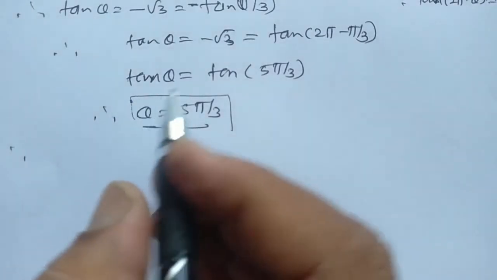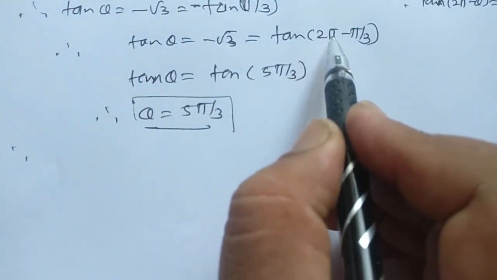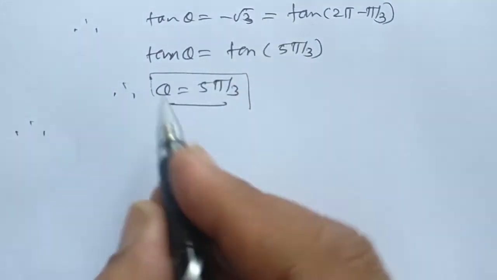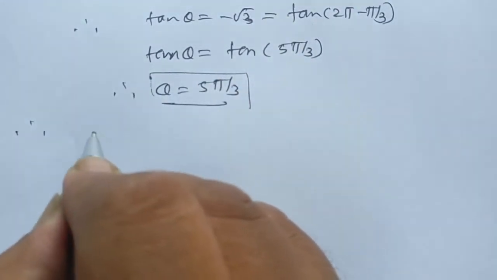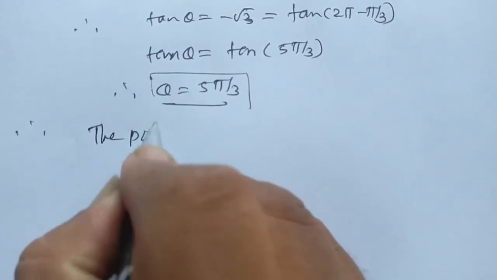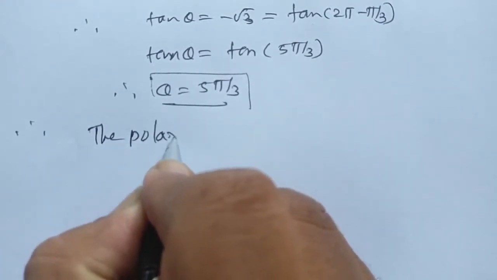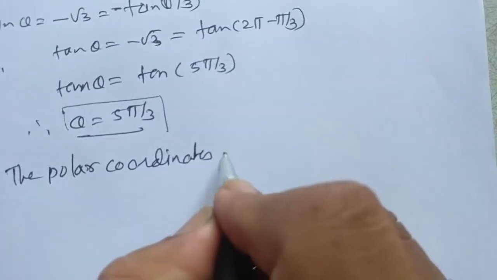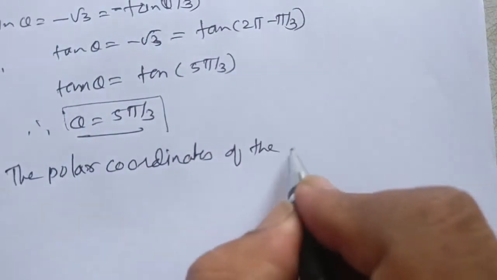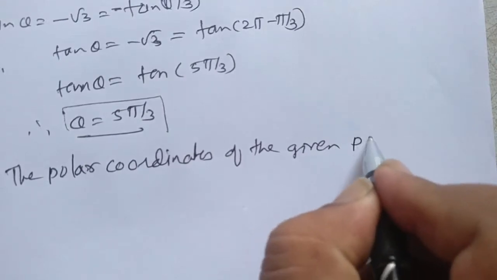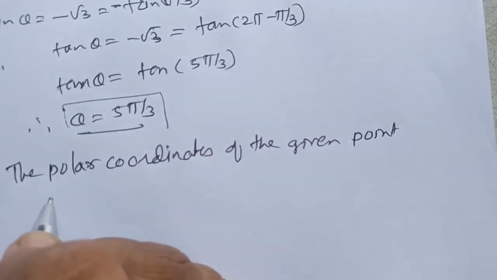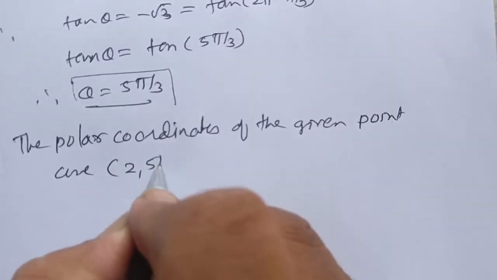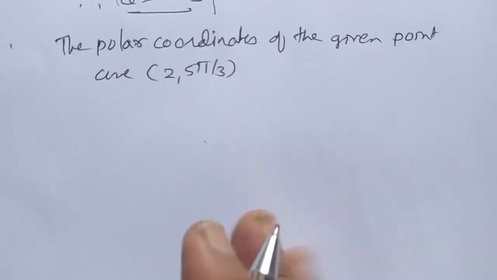Therefore, it is in the fourth quadrant. Therefore, the polar coordinates of the given point are 2, 5 pi by 3.